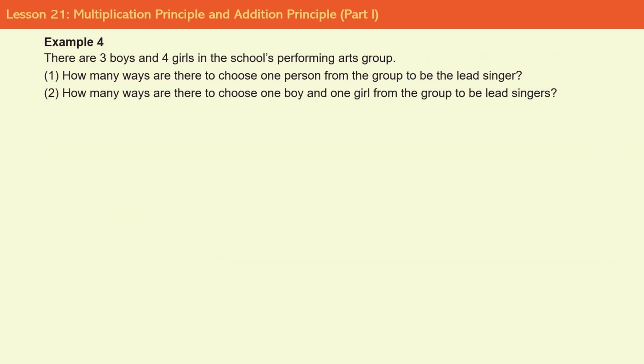Example 4. There are 3 boys and 4 girls in the school's performing arts group. Question 1. How many ways are there to choose one person from the group to be the lead singer? Question 2. How many ways are there to choose one boy and one girl from the group to be lead singers?